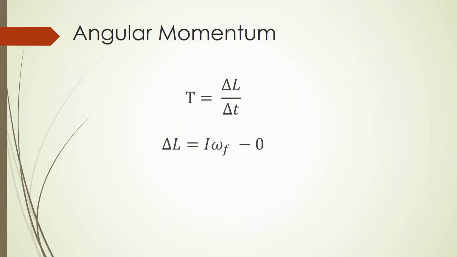Finally, compare the change in angular momentum as the product of the torque and the time down the ramp to the final angular momentum of the can, since the can starts from rest. Therefore, the change in angular momentum is simply the moment of inertia times the final angular velocity minus 0.